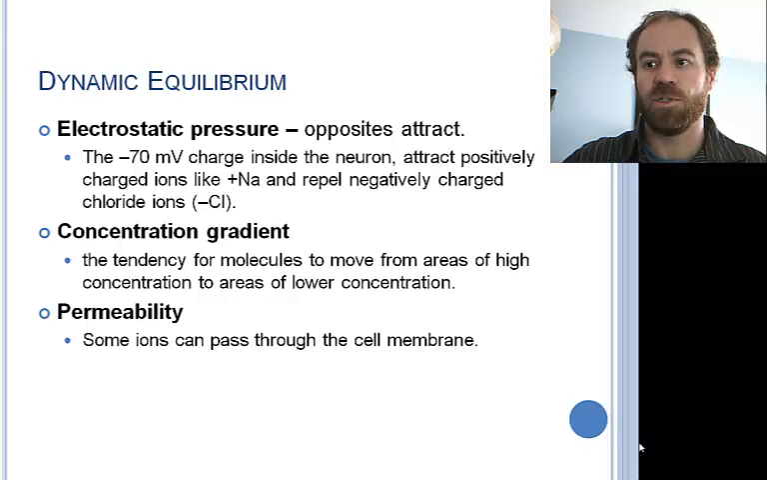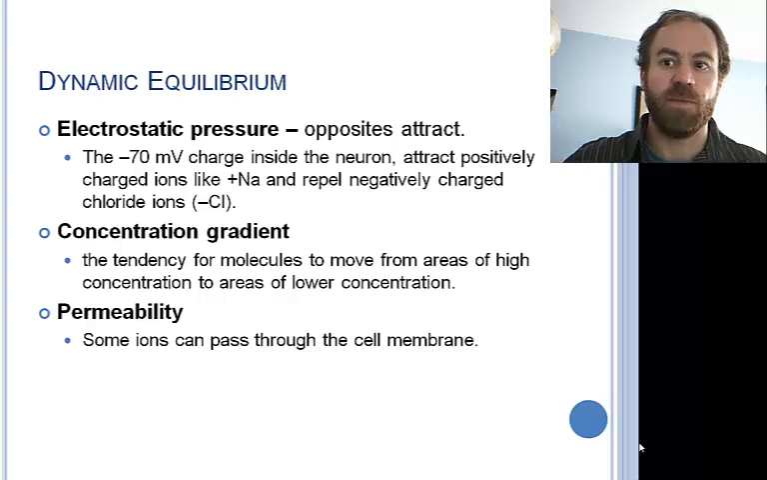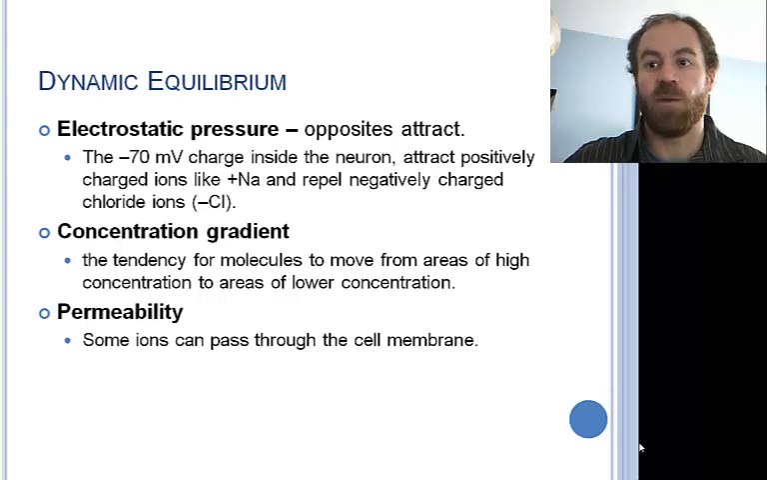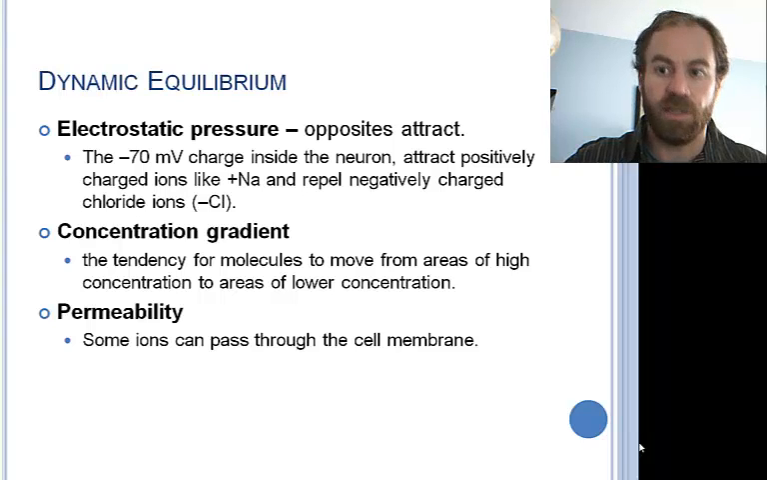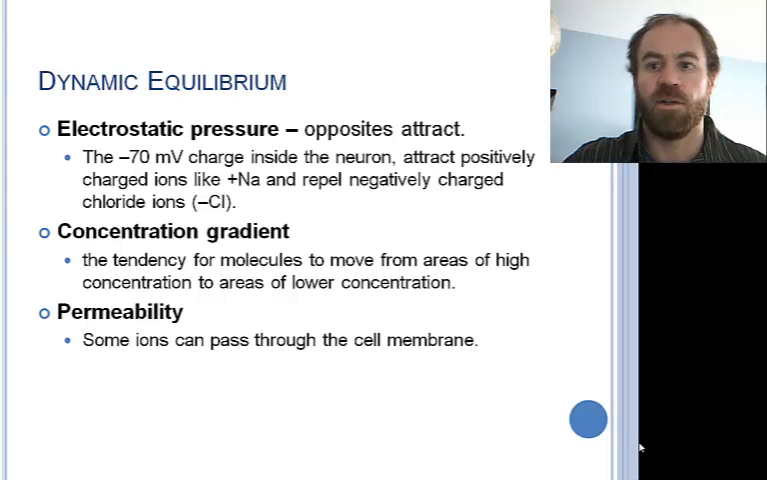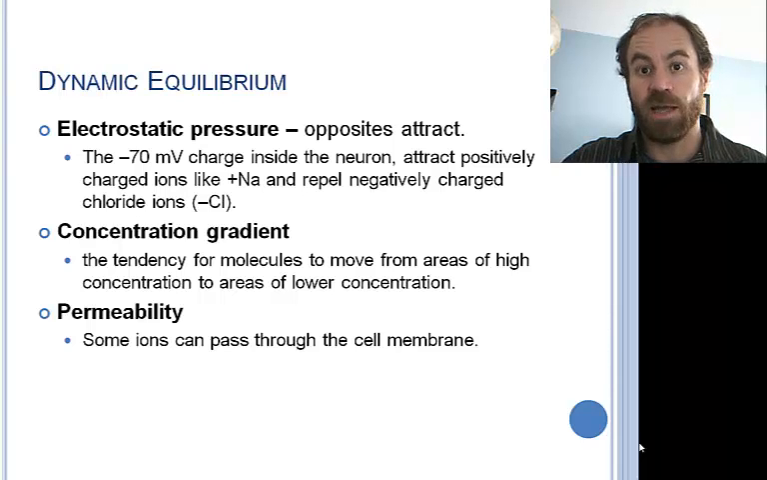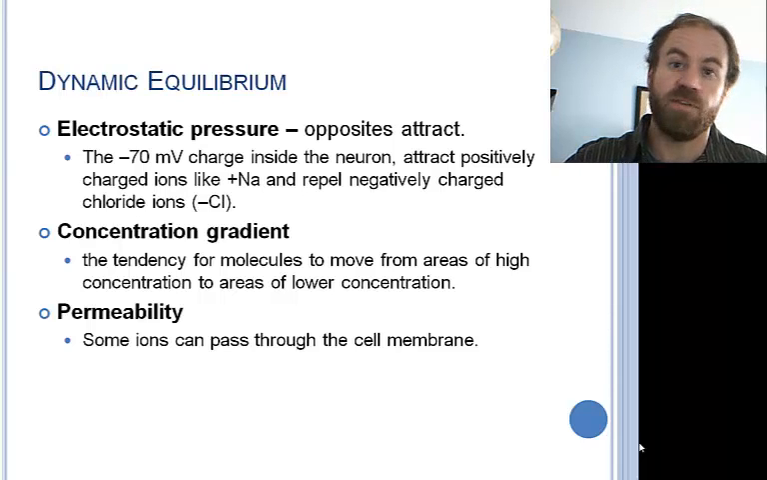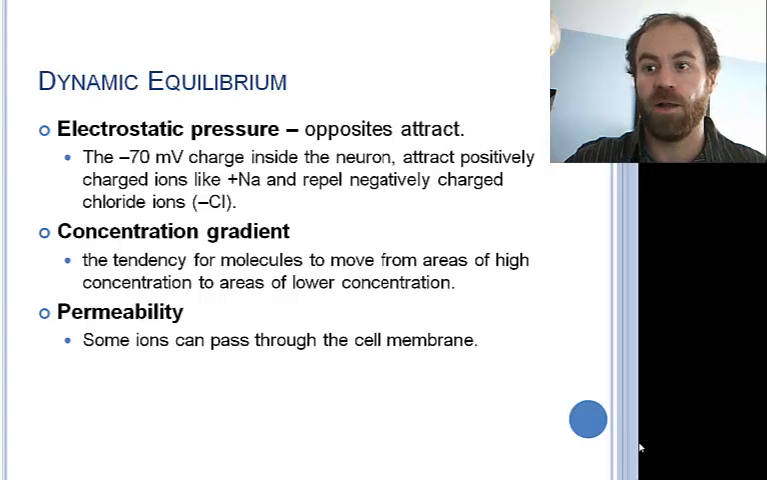The first force is electrostatic pressure and can best be described as opposites attract, meaning that areas of negative charge, like the negative 70 millivolt charge inside the neuron, attract positively charged ions like sodium. Conversely, charges that are alike will repel each other, so the negative 70 millivolt charge inside the neuron will repel negatively charged ions like the chloride.